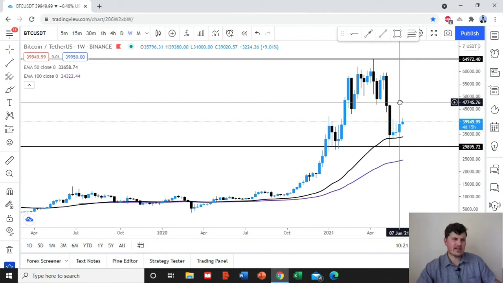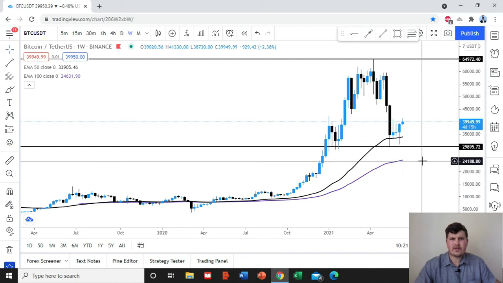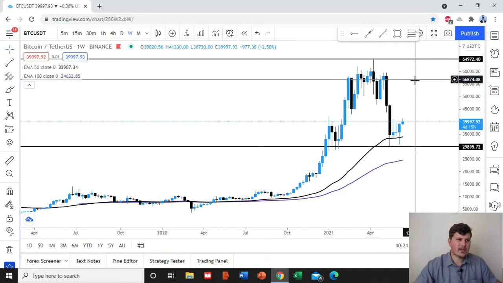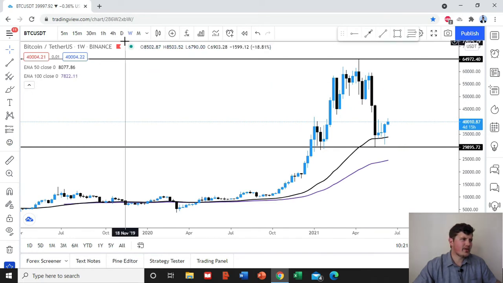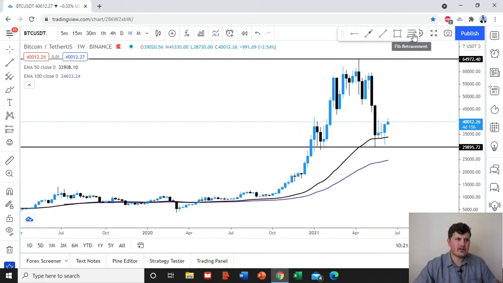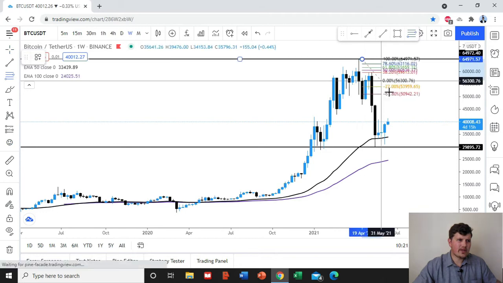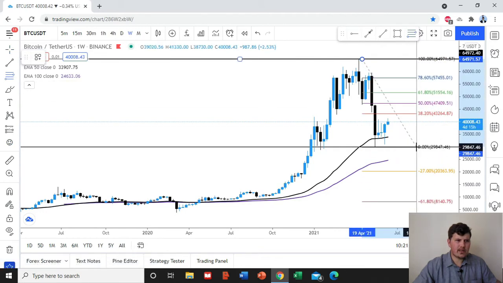So it's a bit difficult right now to know for certain whether we are in a bull or a bear market without giving it some time to play out and firstly doing some technical analysis. So I'm just going to quickly draw a Fibonacci retracement levels from this swing high to the swing low. So over here from the swing high all the way down to the swing low.